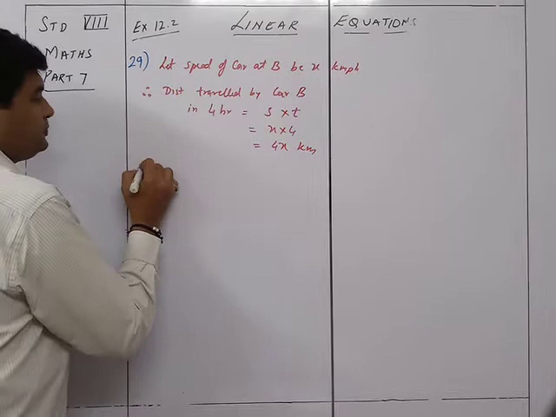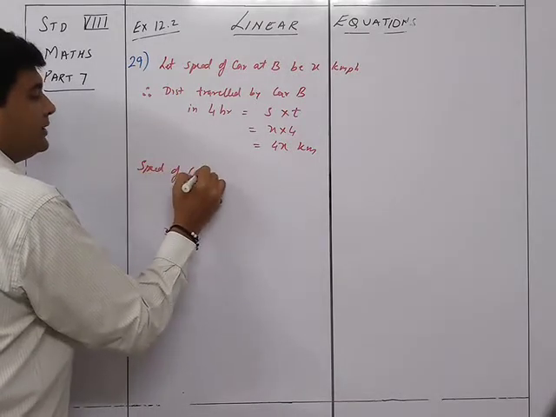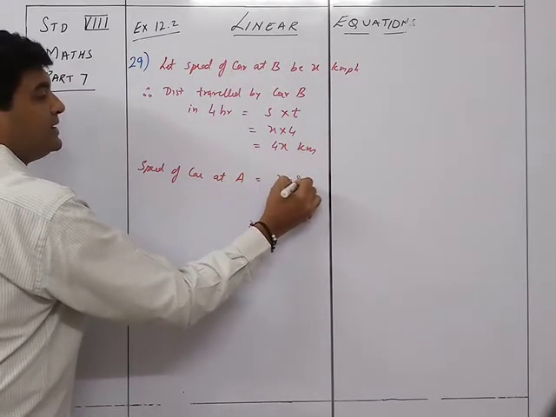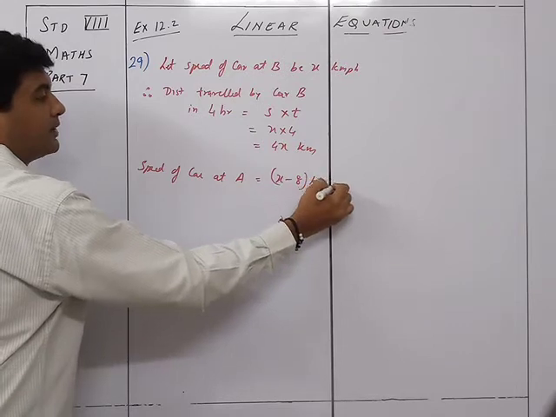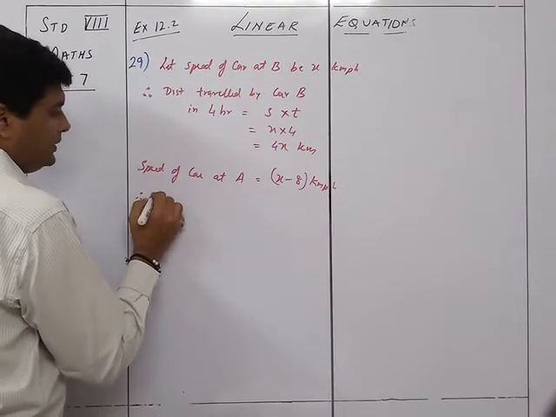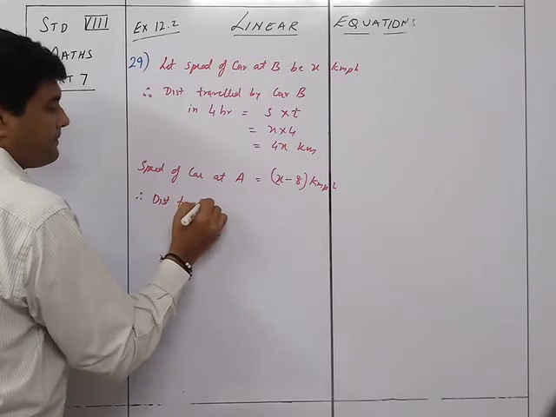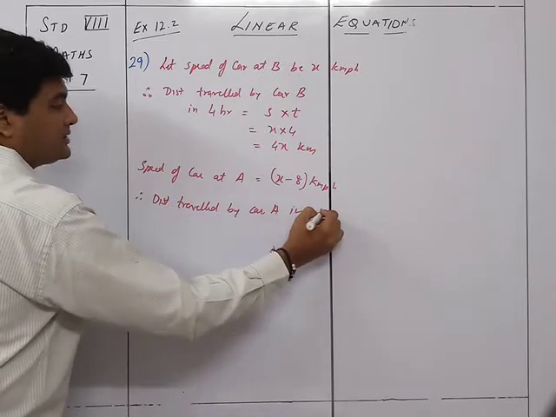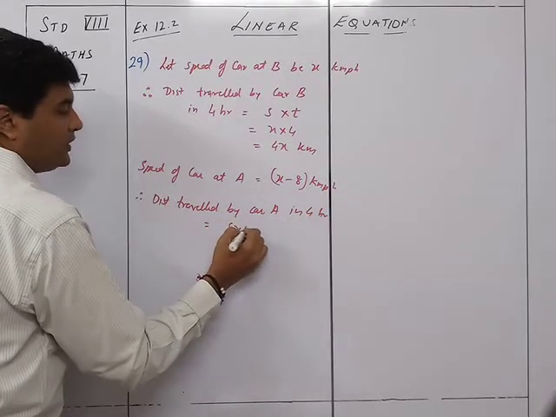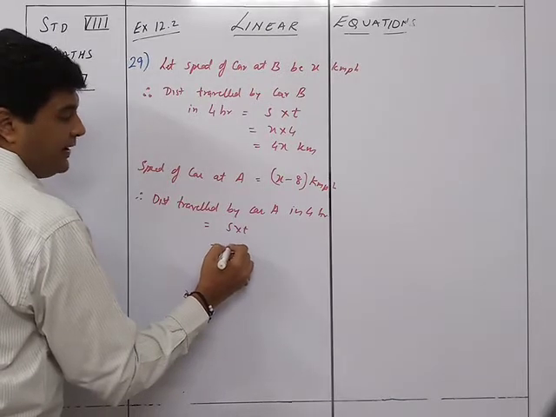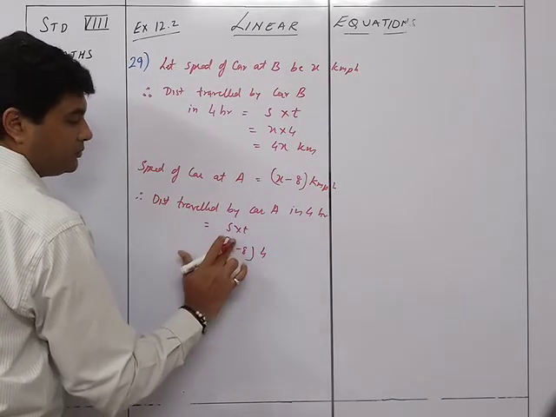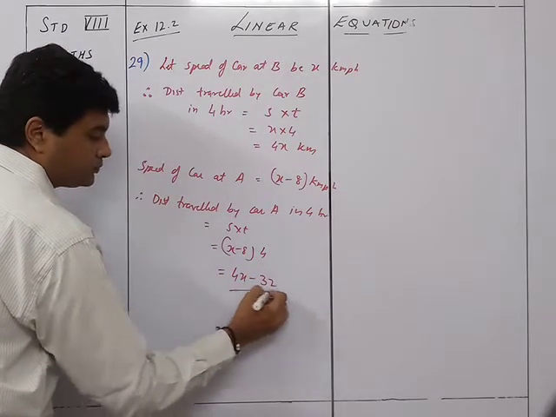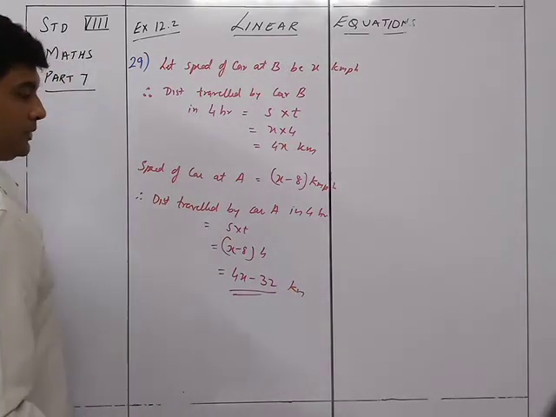Now, speed of car at A is equal to x minus 8 kilometers per hour. Therefore, distance traveled by car A in 4 hours is equal to speed into time, is equal to 4 into x minus 8, is equal to 4x minus 32 kilometers. Okay.